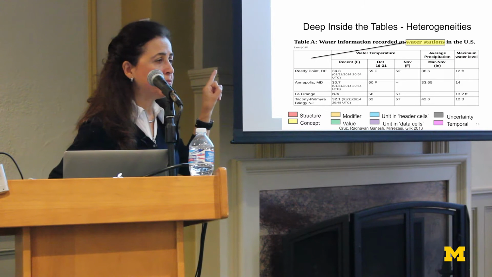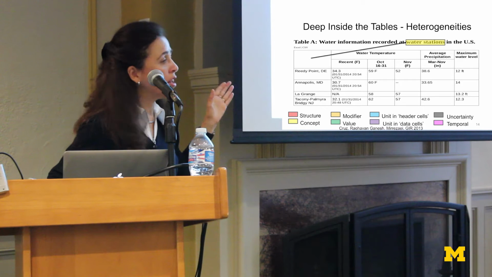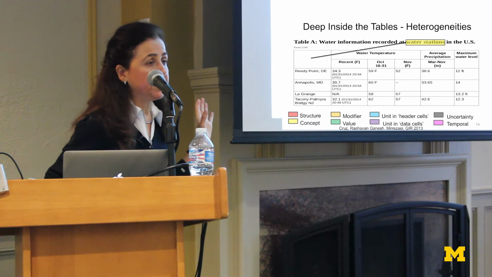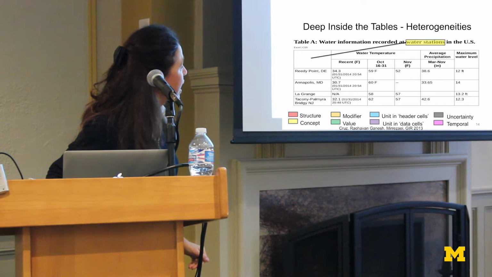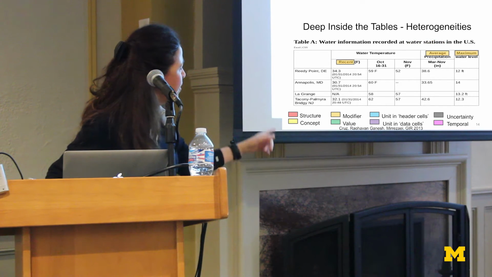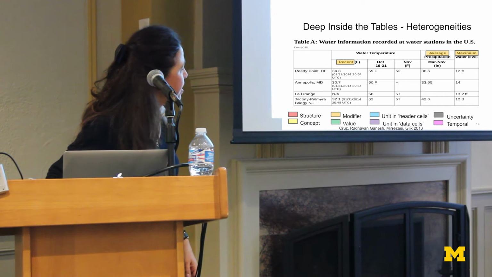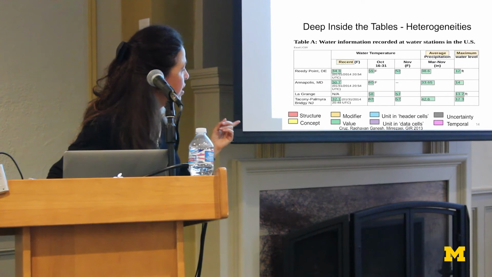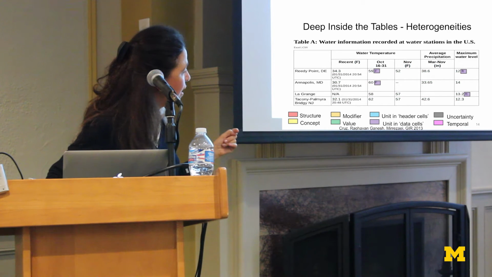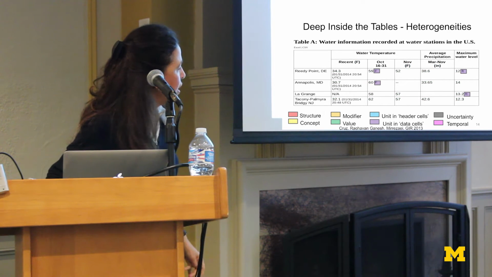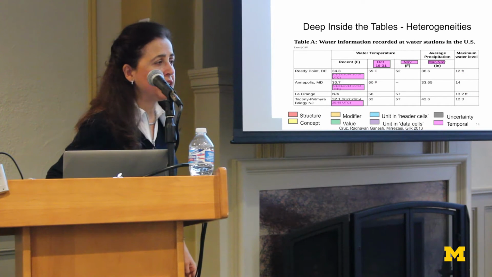That's where natural language processing is actually important, because we need to parse these captions. A lot of the information turns out to be embedded in these captions. And then we have modifiers like recent, average, etc. We have values. We have units, some in the header cells, some in the data cells. We have unknown values, and we have temporal information in all kinds of formats.